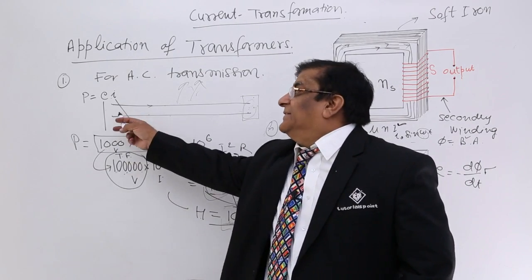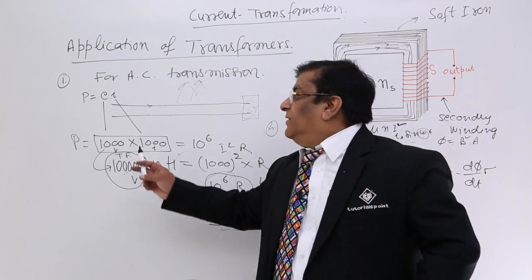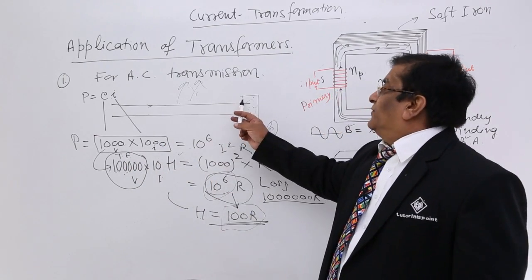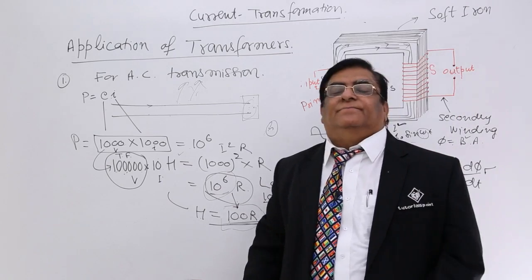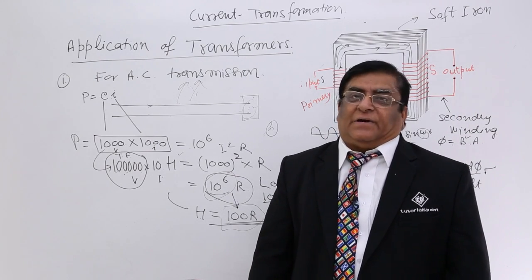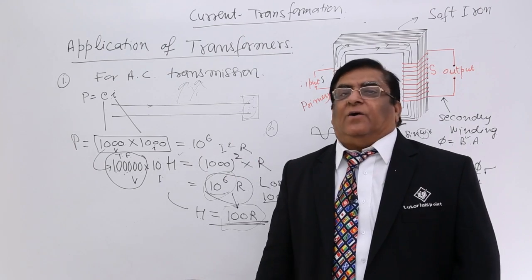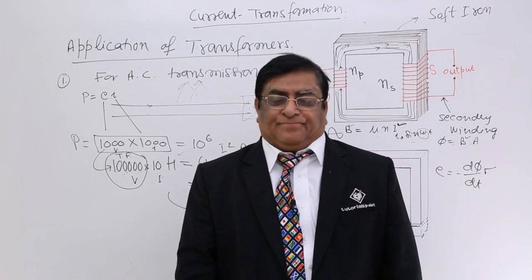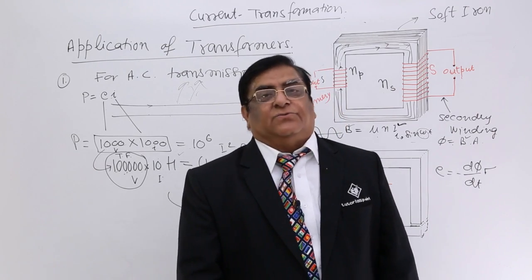Had it been DC, we could not use a transformer. We would have to send it at the same voltage. We would have to incur such large losses. So, this is the advantage of the transformer. How much money, how many resources we are saving with the help of the transformer. Okay. So, this is one use.